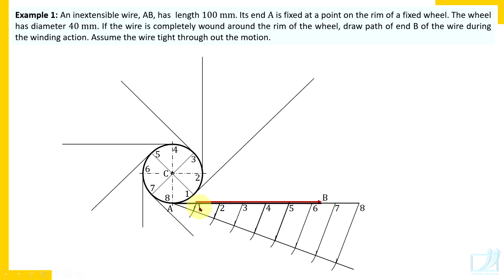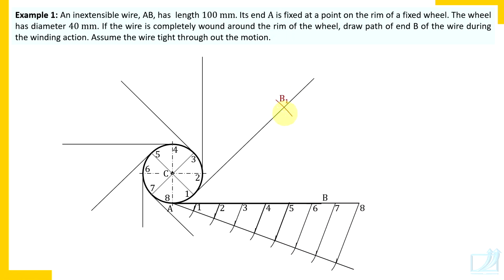Take distance 1b in the compass, and with point 1 on the circle as center, cut the first tangent. This is the first position of point B.